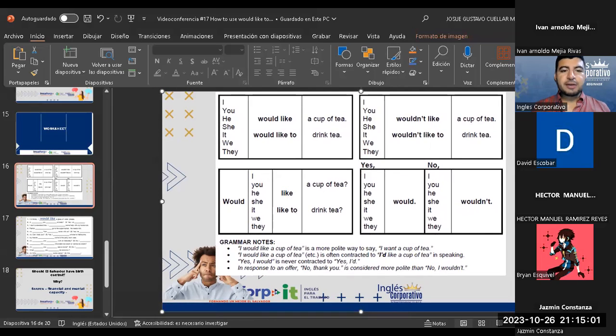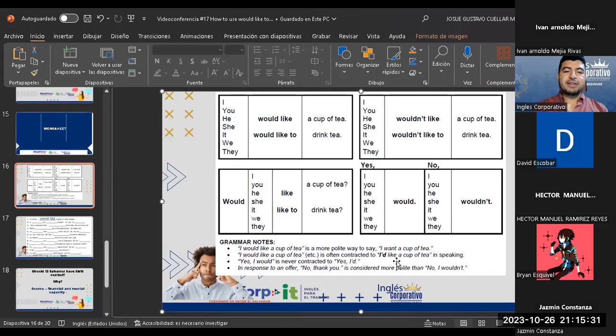Y tenemos abajo que dice grammar notes, que son notas gramaticales. I would like a cup of tea. It's more polite to say I would like a cup of tea than I want a cup of tea. Bien, la palabra want, como aparece acá, significa querer. Listen. Si ustedes dicen I would like a cup of tea, me gustaría una taza de té, es diferente decir quiero una taza de té. Se escucha más amable, me gustaría. No quiero, right?